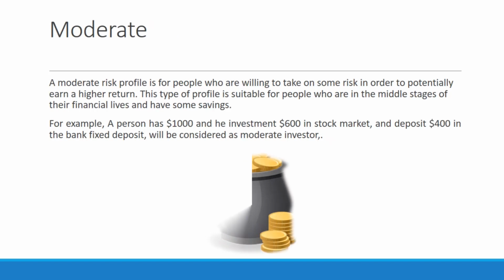The second type of risk profile is moderate. A moderate risk profile is for people who are willing to take on some risk in order to potentially earn a higher return. This type of profile is suitable for people who are in the middle stages of their financial lives and have some savings. For example, a person has $1,000 and he invests $600 in the stock market and deposits $400 in a bank fixed deposit, will be considered a moderate investor.